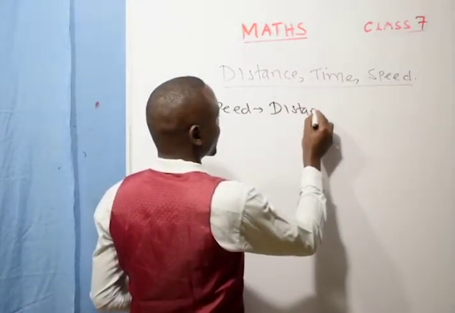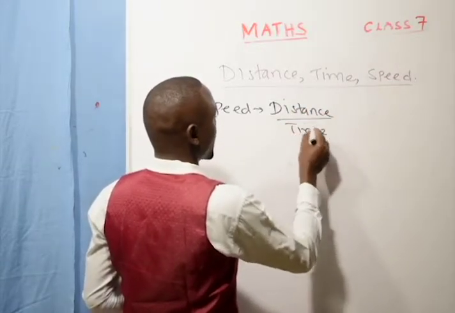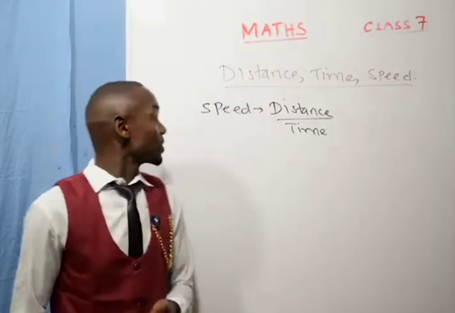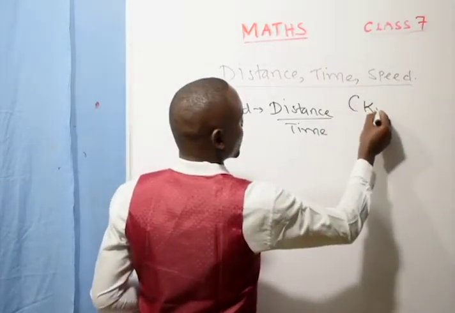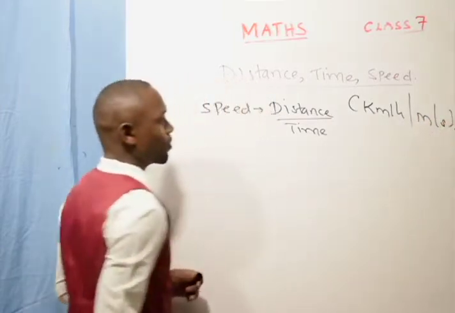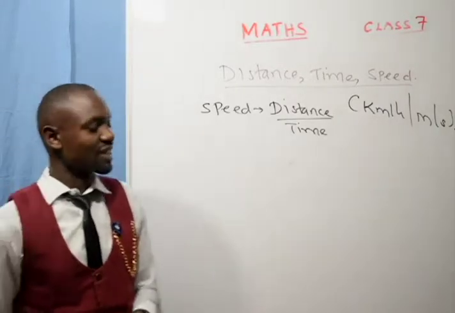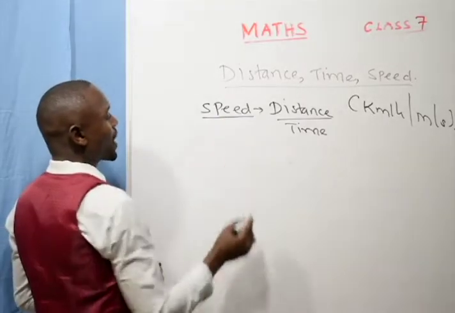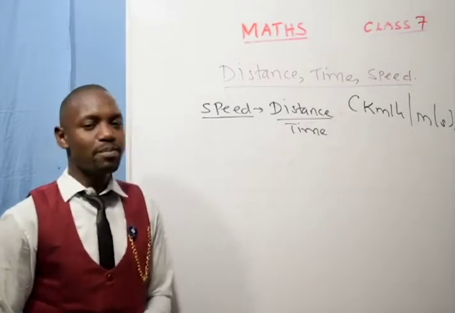The rate at which a certain distance is covered per unit time. That is what we call speed. We say that speed is given either in kilometers per hour or in meters per second. So, when we want to calculate the speed, we just take the distance covered divided by the time taken.